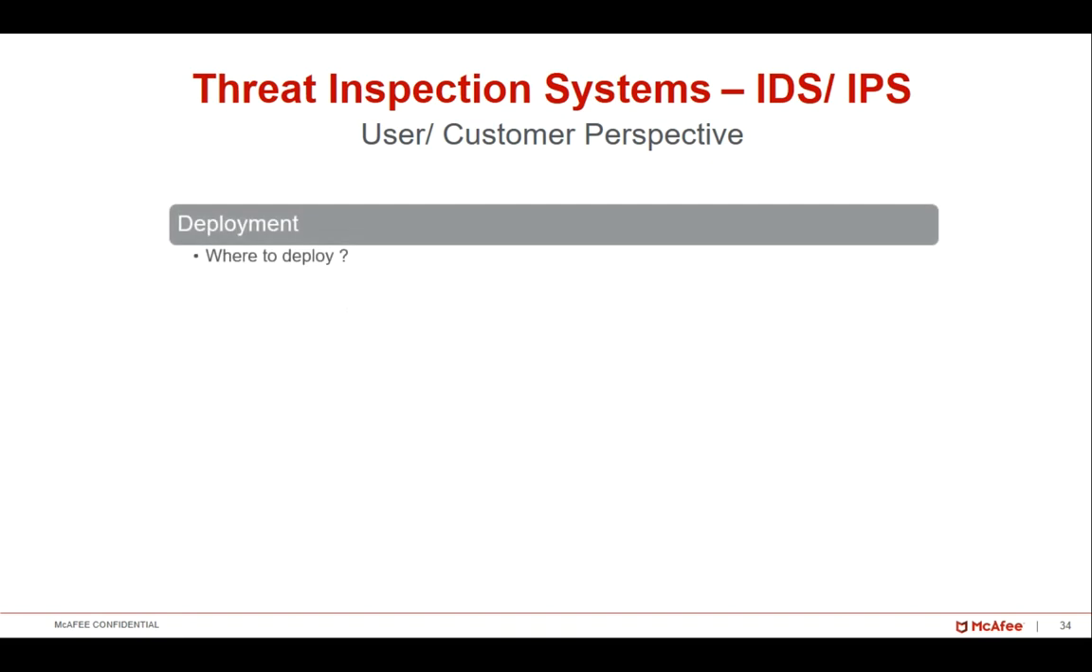The first challenge that the customer faces is deployment. They have bought an IDS IPS device, but where to actually deploy that device? Before the firewall, after the firewall? Do we do it for smaller networks? Do we just attach one to the perimeter? So the study of that deployment for the administrators is also very crucial to determine how effective the IDS IPS will be. So that is the first challenge that the customers face.